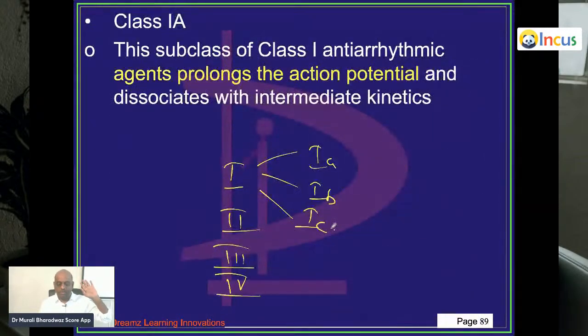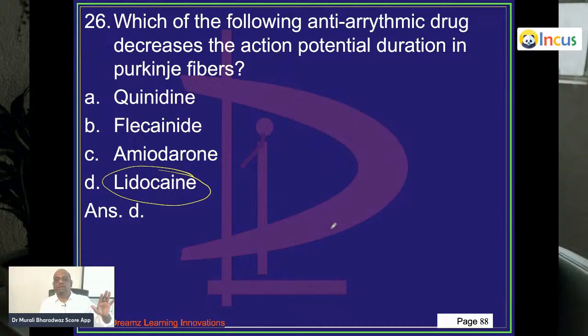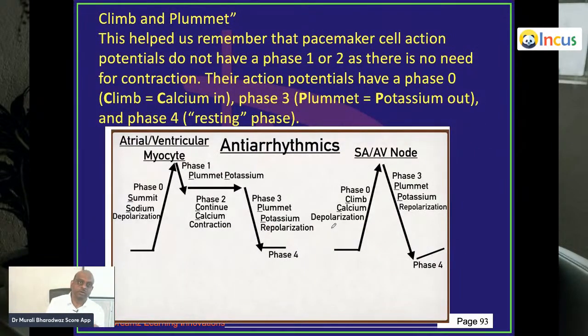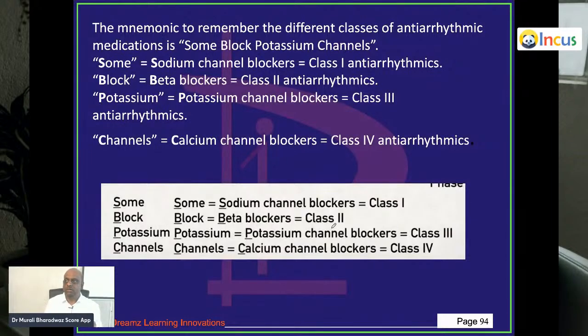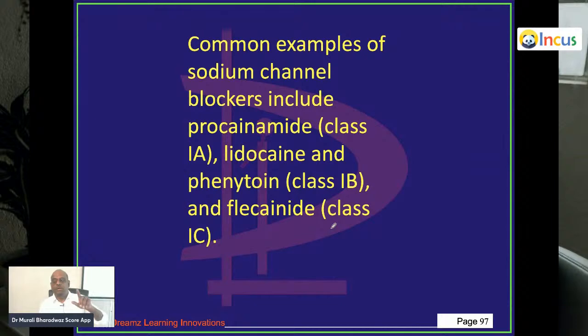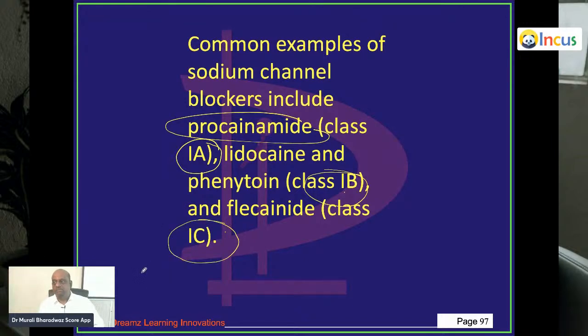Lidocaine belongs to the group of class 1. Okay, doc? Class 1. So you should know, in the class 1, you have 1A, 1B, and 1C. Procainamide is what? 1A. Lidocaine and phenytoin is 1B. Flecainide, encainide is 1C.